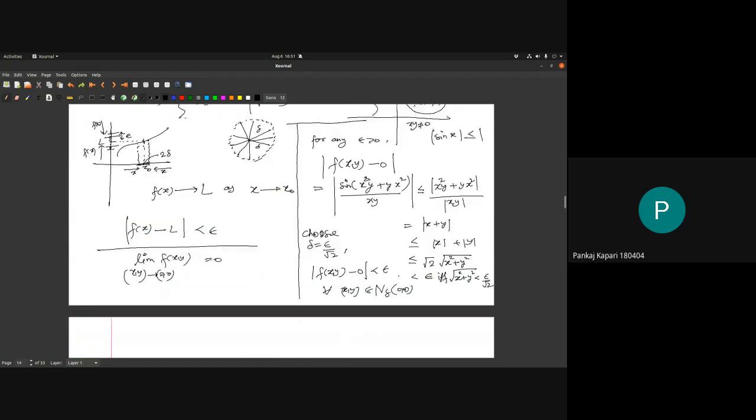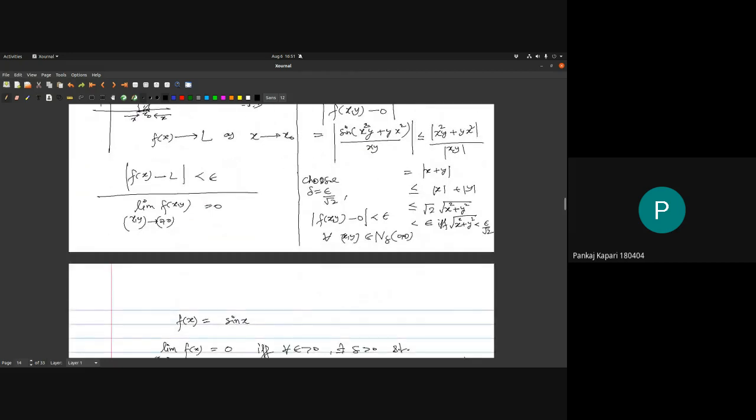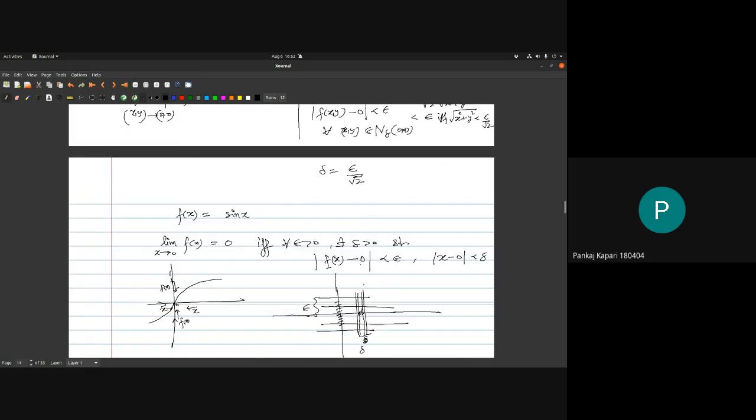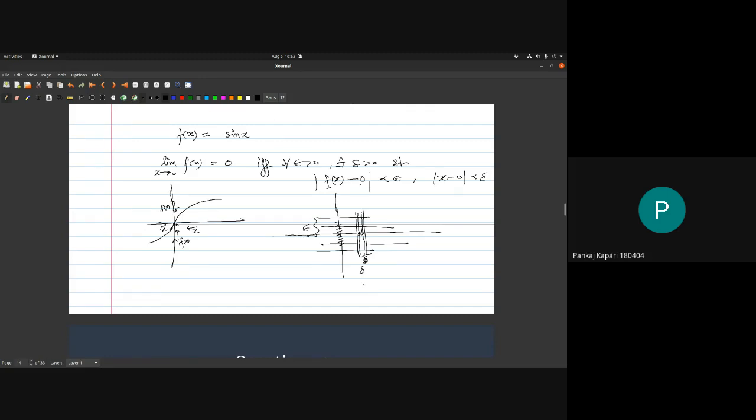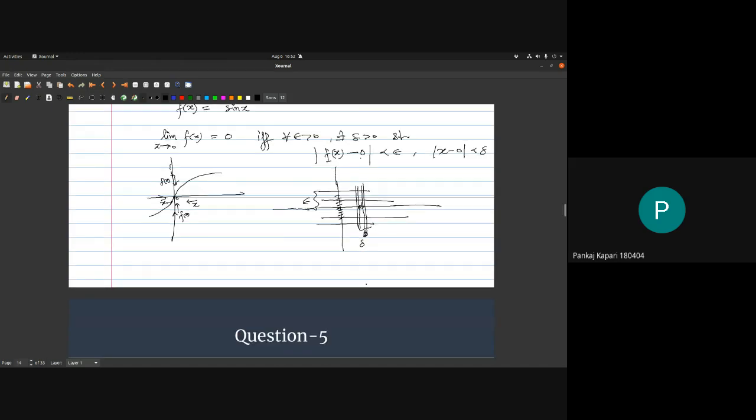Notice that in the previous example, you give me any epsilon, I can give you delta. What is that delta? Delta is epsilon by root 2. You give me any positive real number epsilon, and I give you delta by just dividing epsilon by √2. That says that we can go as close to the origin as we want via the functional values of f. That is the meaning of limit. In practice you can prove it like that.